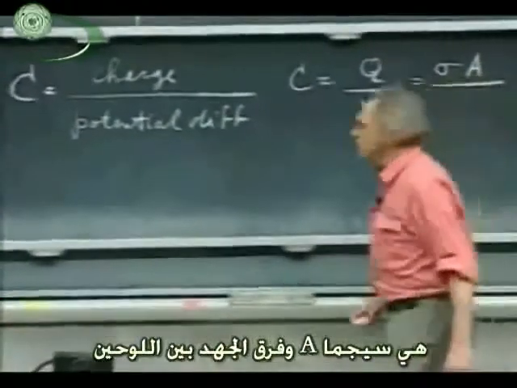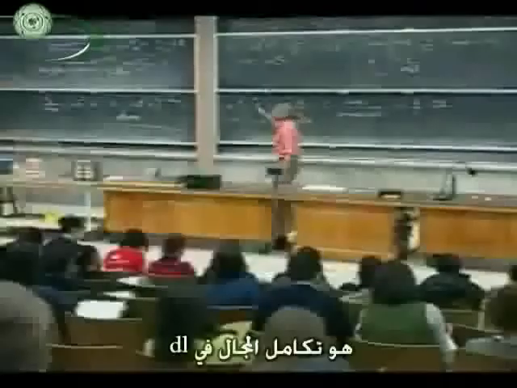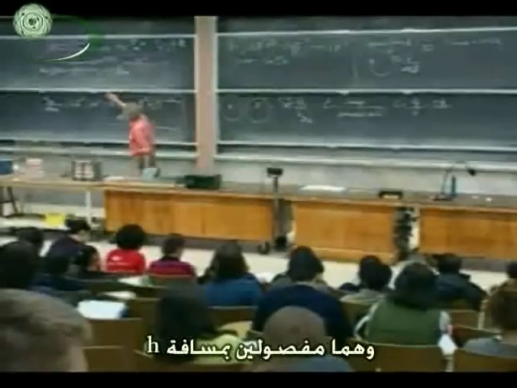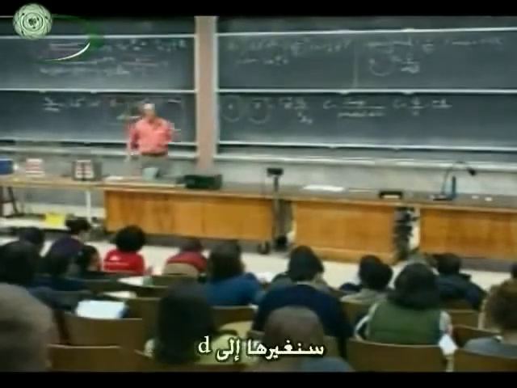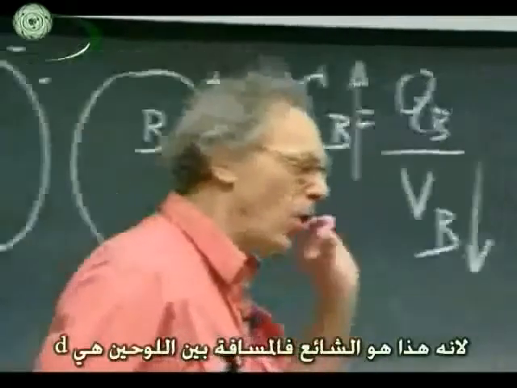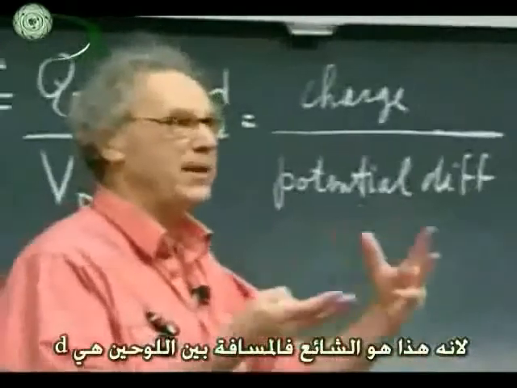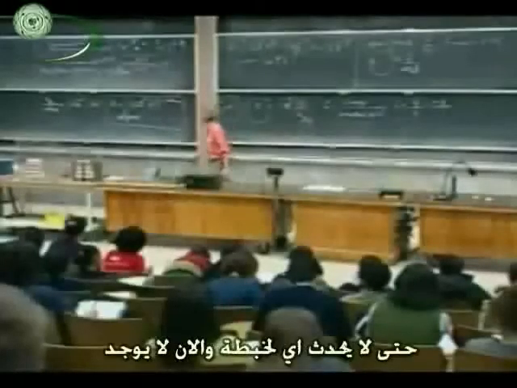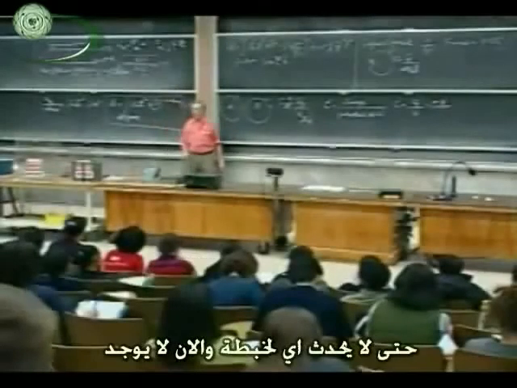And the potential difference between the plates is the integral of E dot dl. They are separated there by a distance h. I will change that now to a d, because that's more commonly done, that the separation between plates is d. There was a reason why I didn't want to put a d there, because I didn't want to get you confused, but now there is no confusion.